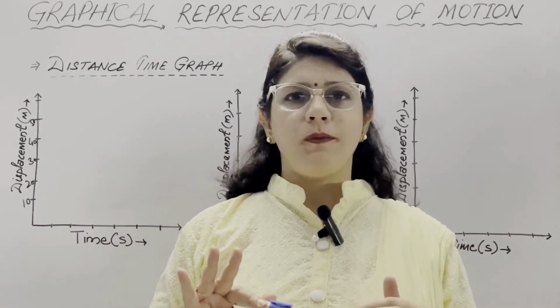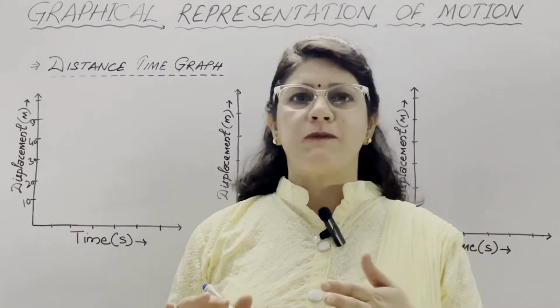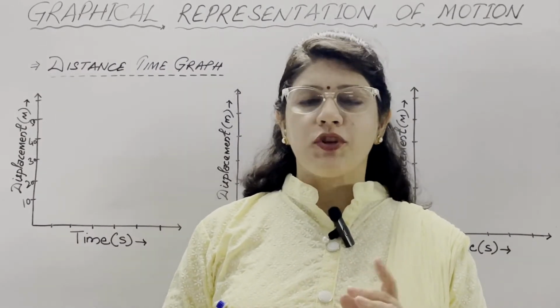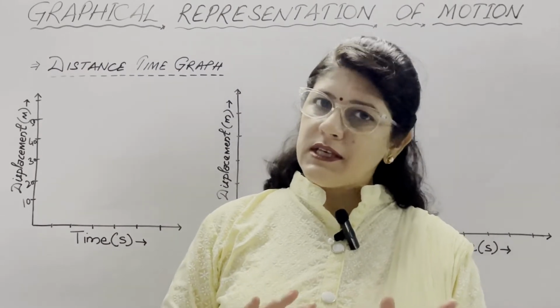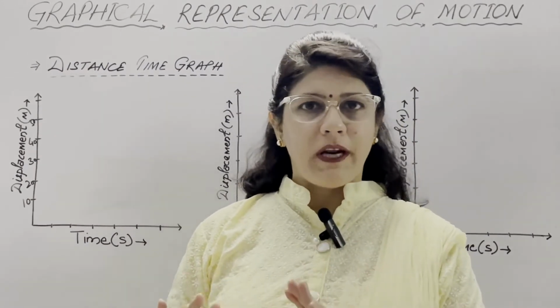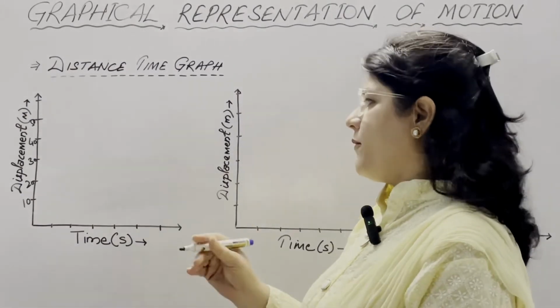Change in position of an object with time is represented on a distance time graph or displacement time graph. Because we are talking about a straight line motion or one dimensional motion, distance and displacement are the same thing. So distance time graph and displacement time graph are the same. So a distance time graph can be of three types.